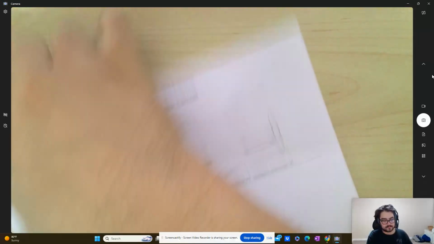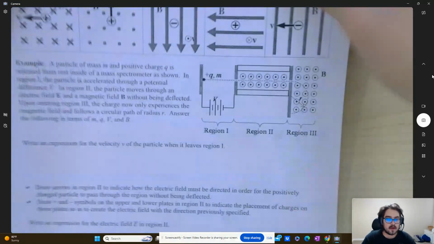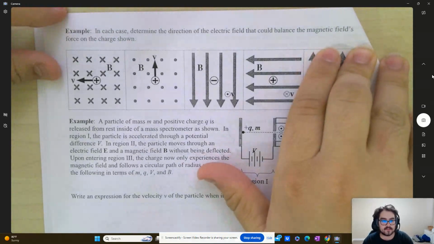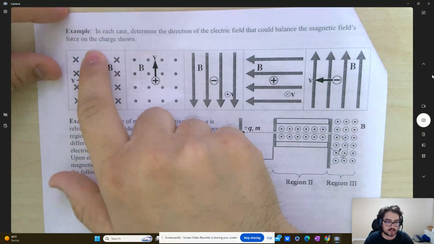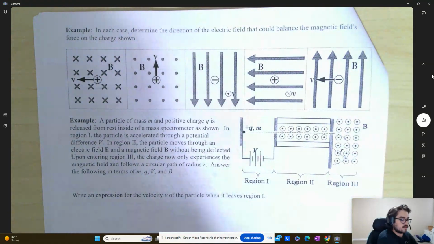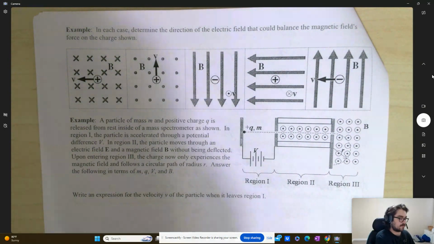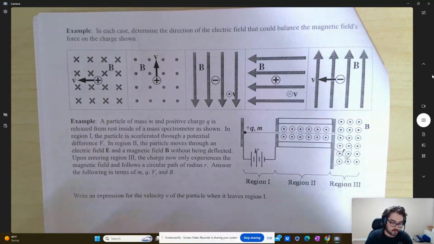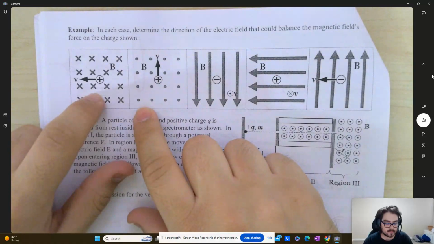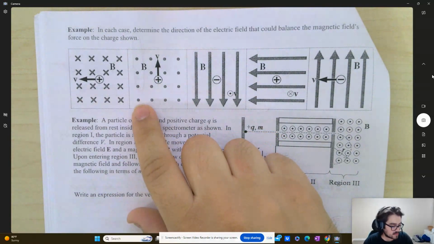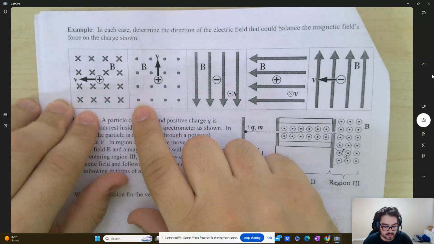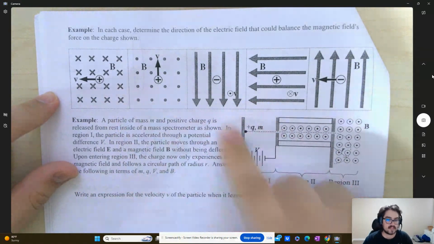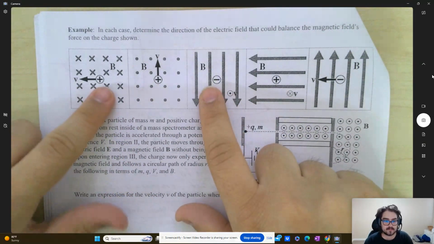In each case, determine the direction of the electric field that could balance out the magnetic field's force. There are a couple of steps to follow here. First, we need to figure out the direction of the B force, so find the B force. The second step is to know that the direction of the electric force would have to be opposite, and for the E field, it would depend on whether the charge is positive or negative.